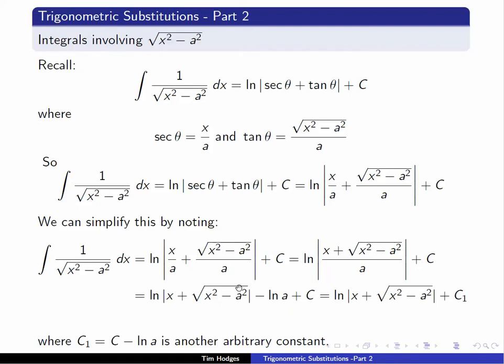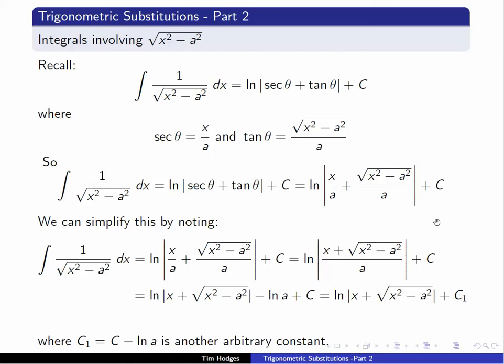So we were at this stage here. Notice that we can put this over a common denominator of a. Then we have the log of a quotient. The log of a quotient is the difference of the logs, so it's log of the top minus log of the bottom, log a. And this term here, which is a constant plus an arbitrary constant, can be replaced by just another arbitrary constant. So if you look in an integral table, you'll find that the integral of 1 over root x squared minus a squared is usually written as natural log, absolute value of x plus root x squared minus a squared, plus a constant.